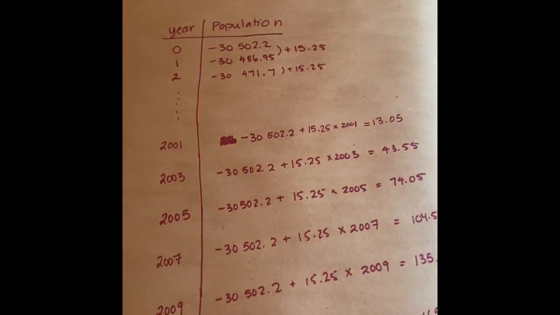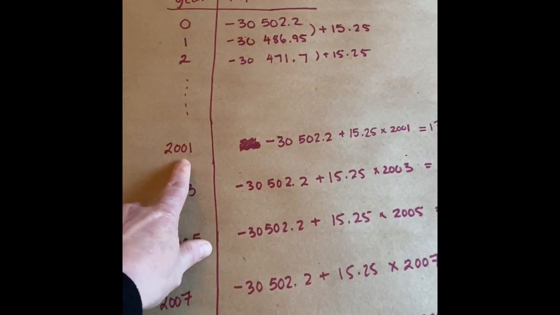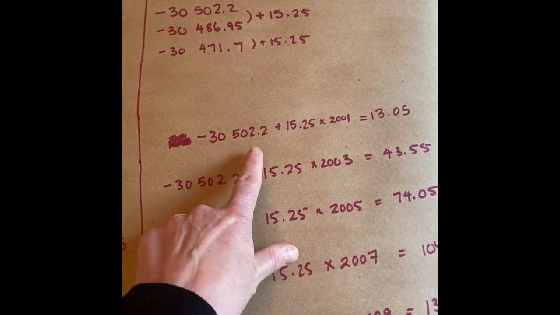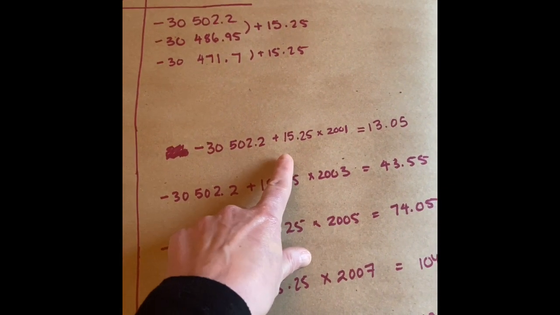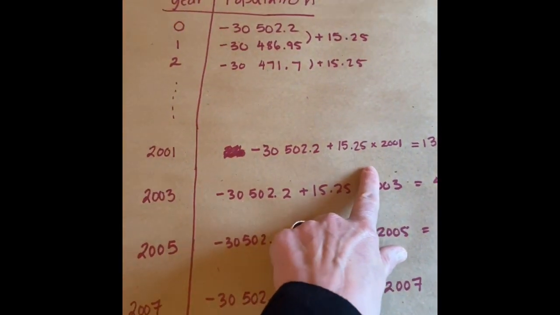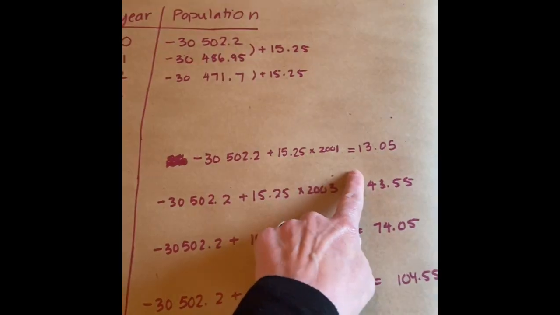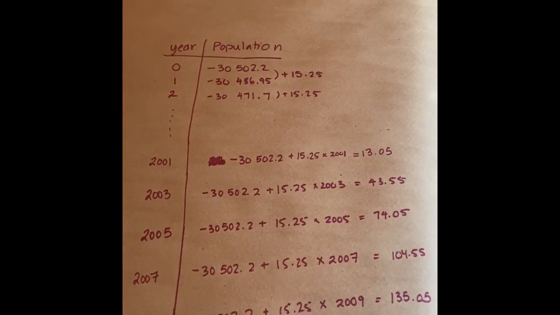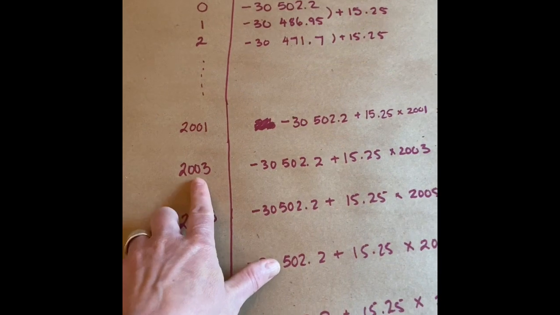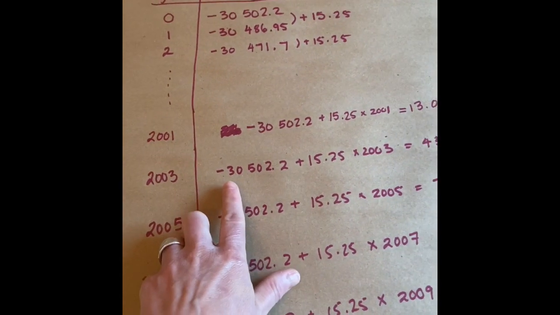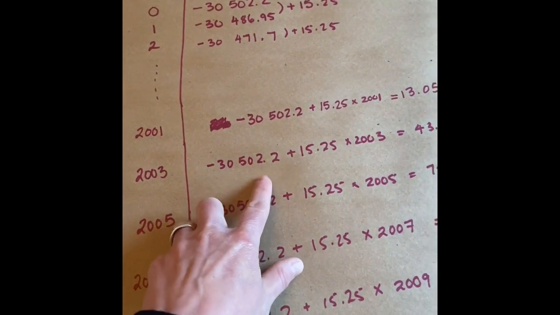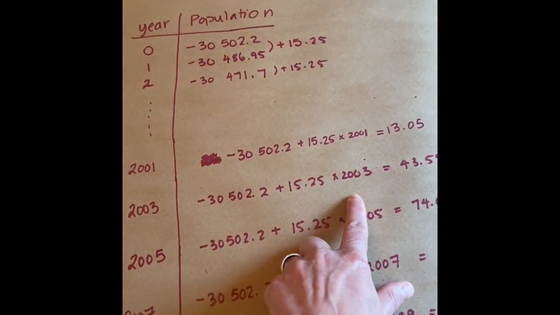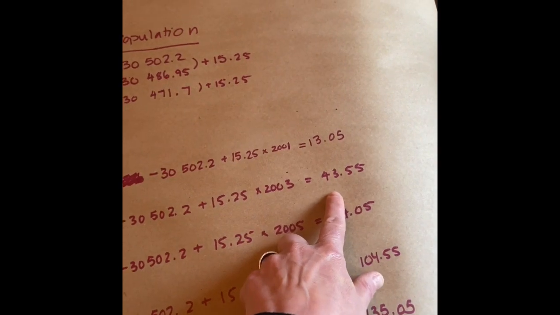Okay, now we want to check to make sure that this equation kind of makes sense for our data. Our data starts at year 2001. So that means I would start at negative 30,502.2 and I would add 15.25 times 2001 times, and it gives me 13 people. Now that's not exactly what's in the table, but it's kind of close. In 2003, that means I would start at negative 30,502.2 and I would add 15.25 2003 times, and I would end up with a population of 43.